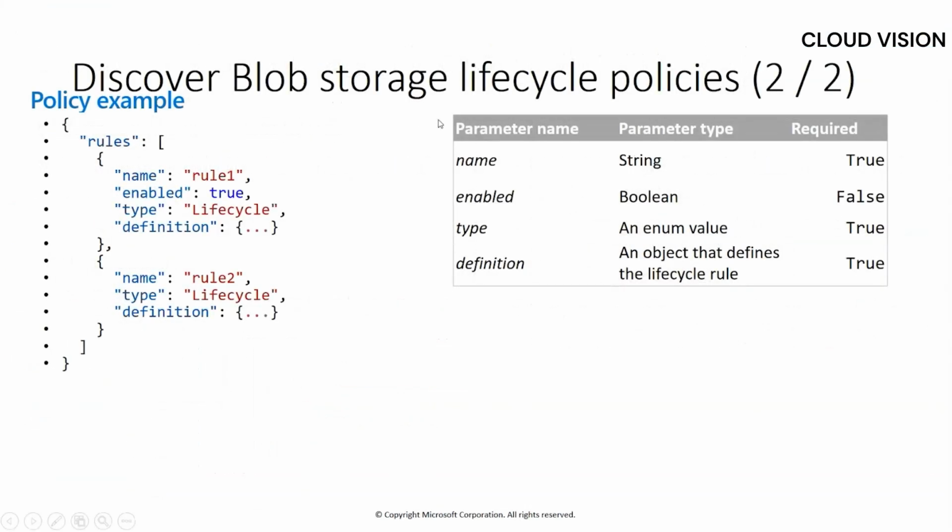So this is an example of the blob storage lifecycle policy. So you have a rule name is rule one, enabled. Yes, it is ready. Type is lifecycle. And in the definition, you actually define how it will move from one stage to another. So that is how it works. You can have many rules in the policies.